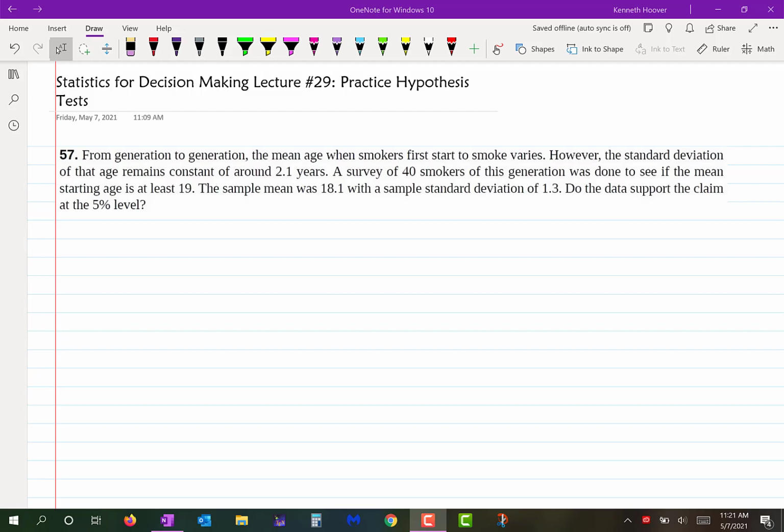Okay, today we're going to do 3 examples of hypothesis tests, okay? Each one's going to be a little bit different so that you'll be able to see all the different stuff we've learned, okay? So we're going to start with this one, number 57.